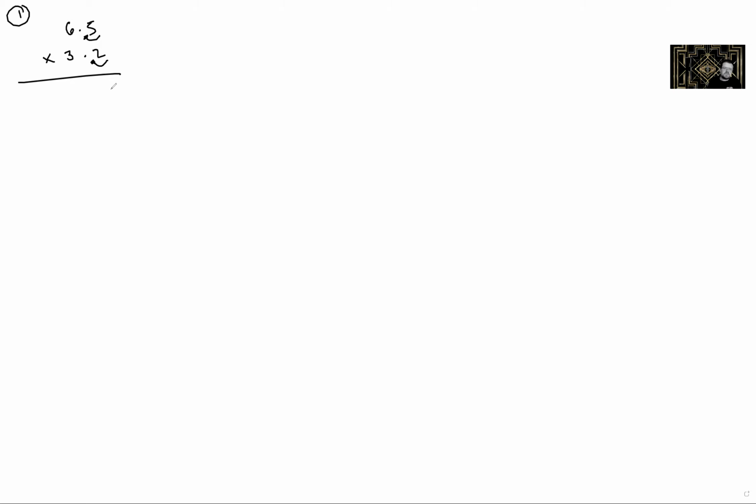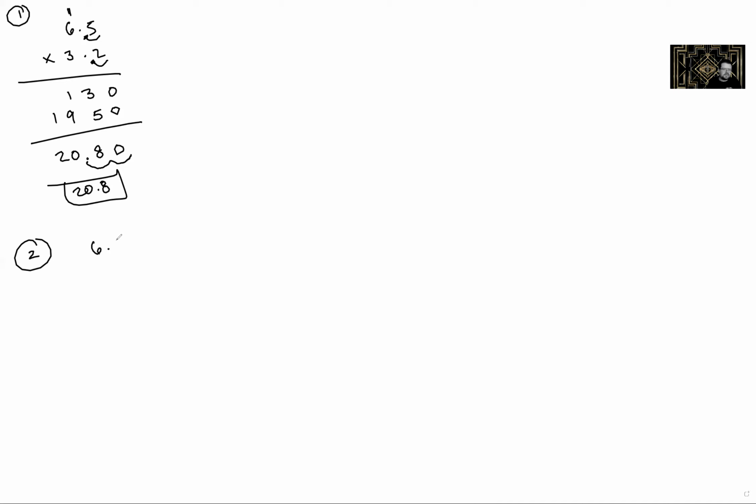So go through 2 times 5, 2 times 6 plus 1, add your 0, 3 times 5, 3 times 6 plus 1, add straight down, so you get 2080. Then you have 2 decimal places, so your answer should have 2 decimal places. So your answer here would be 20.8, and that's all you do. Again, it doesn't need to be lined up exactly.